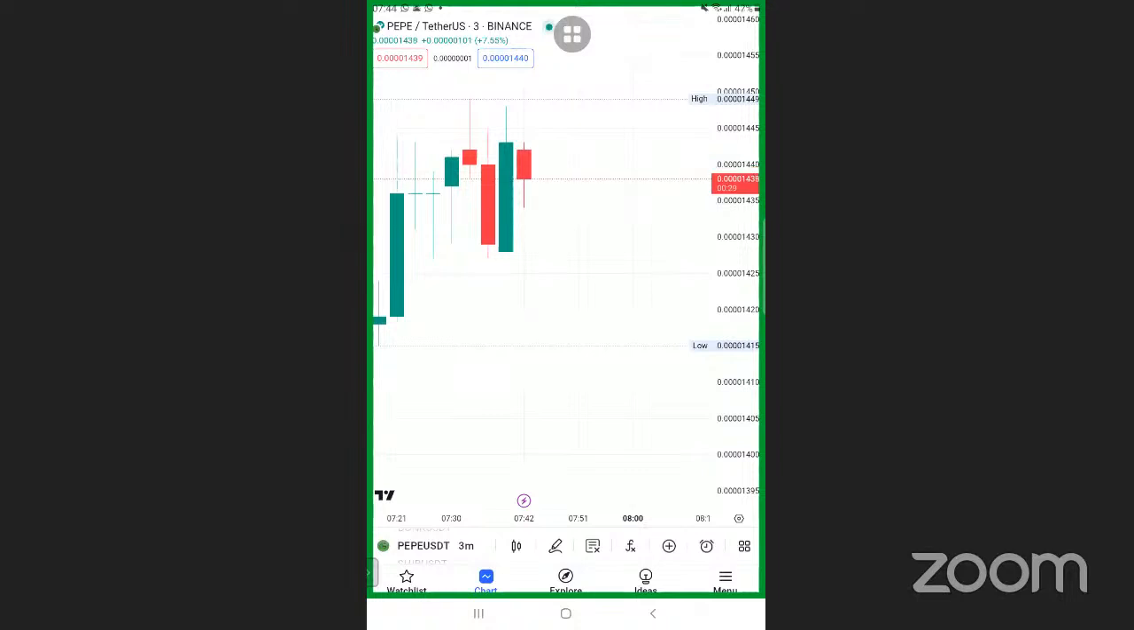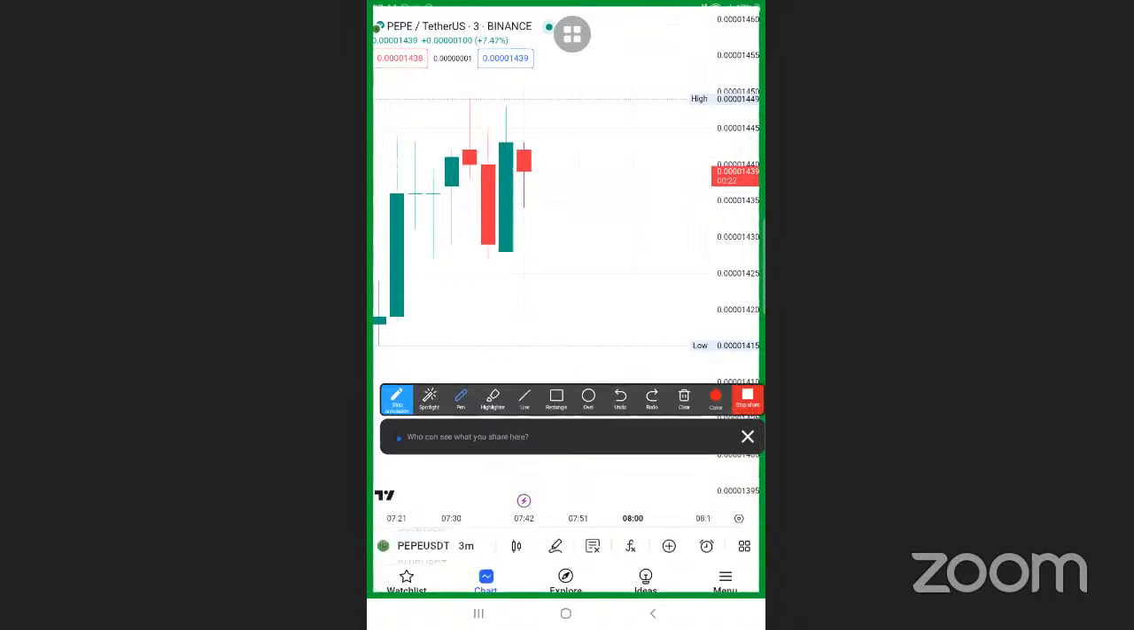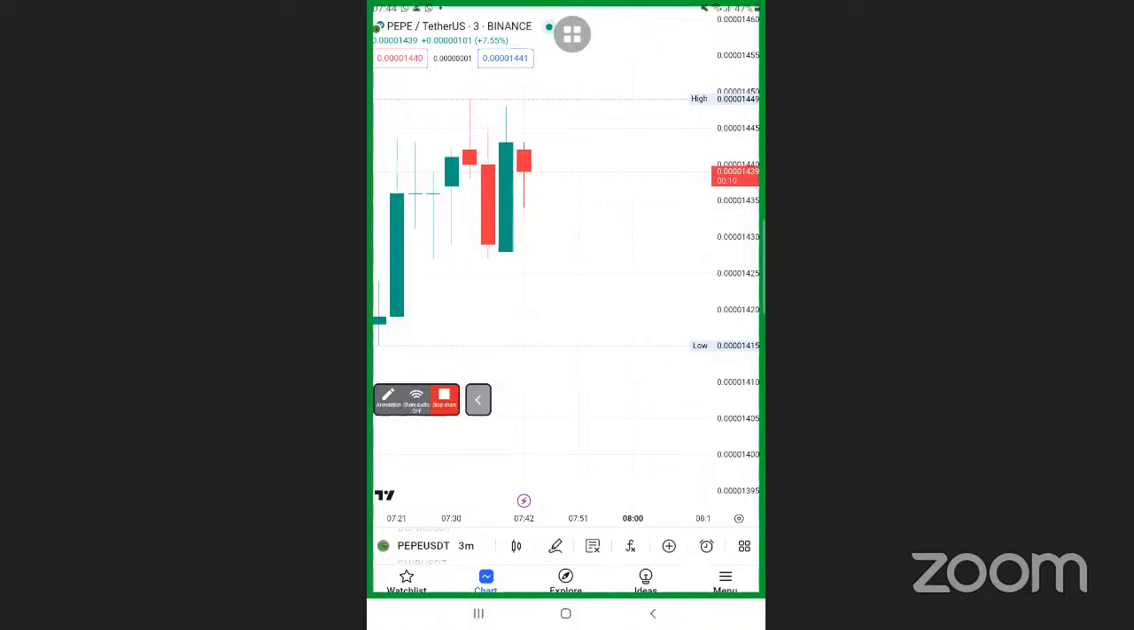So you are going to see that this is a 3 minutes market. Can you see the time frame here? It's 3 minutes. After 3 minutes, this candle will close. Another one will start. So that's what I call a session. Okay? I hope I have answered that question.